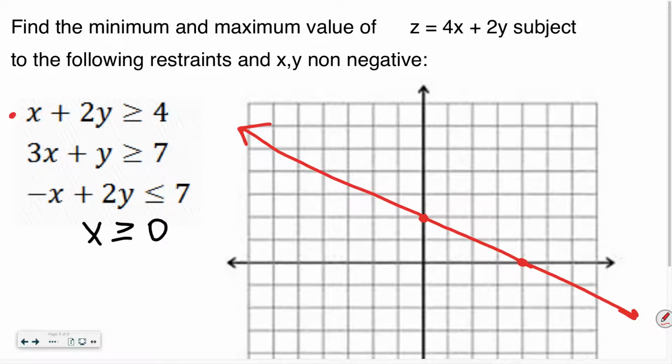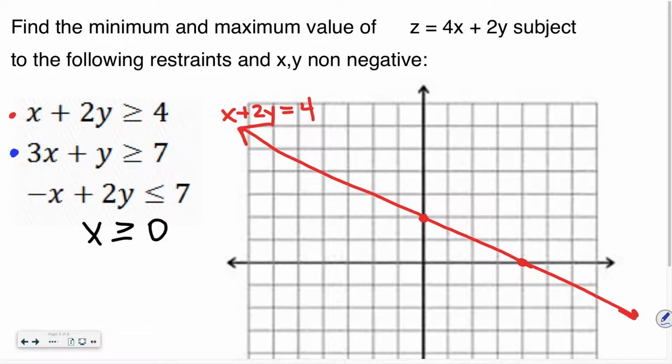Okay. Would we shade away or towards 0, 0? If we plug in 0, 0, does it satisfy? No, so we would be shading away, right?